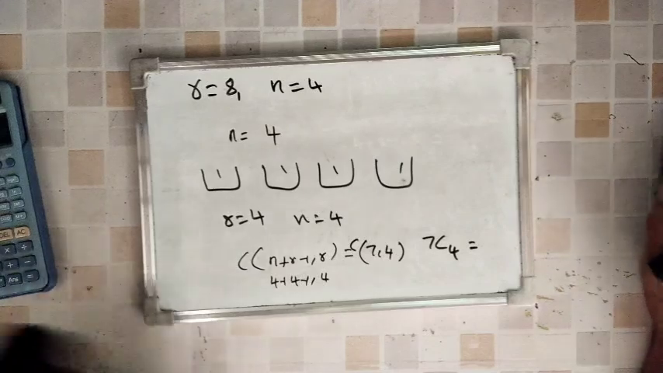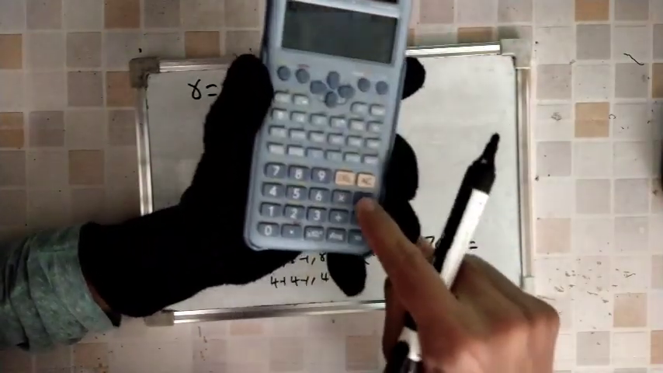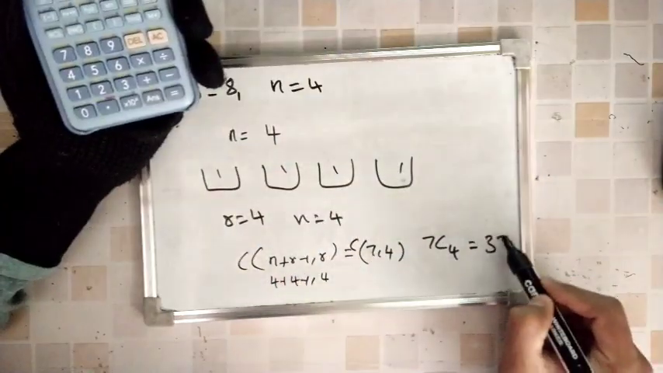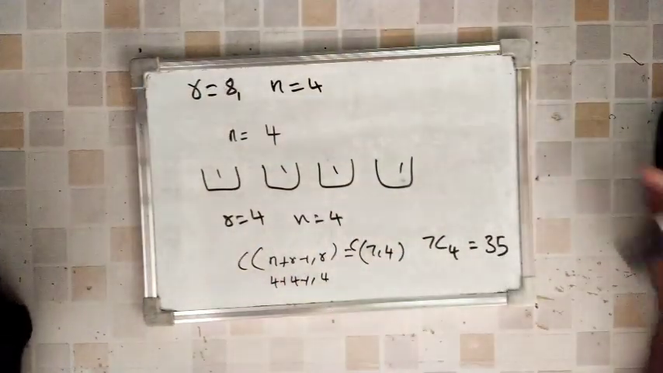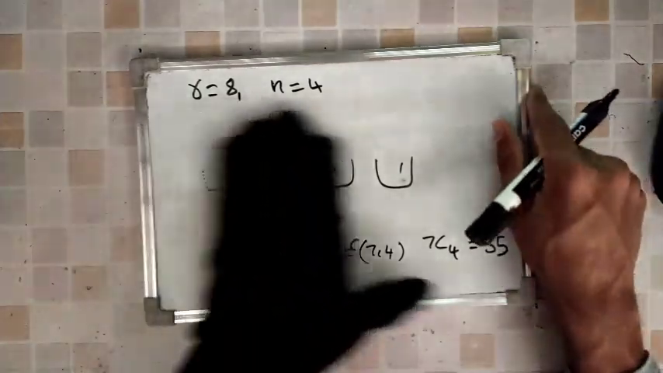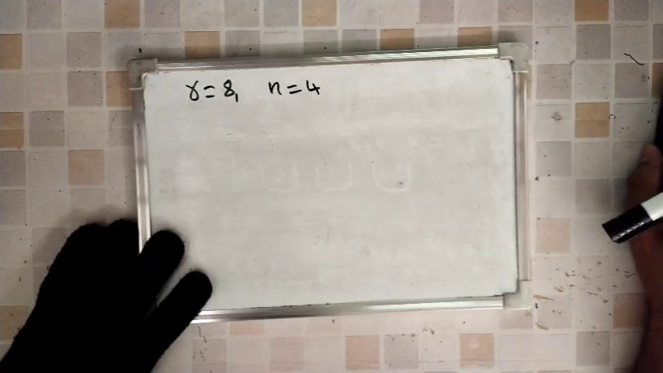In the calculator I can do, see in front of you, 7 shift division 4, which is nothing but 35. So the first answer will be 35. Okay, let us move on to the second question. In the second question, let me see the question.